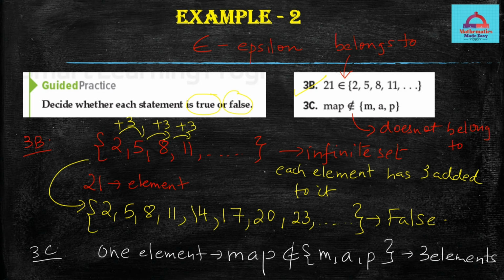It is not belonging, and definitely that is true. I'm sure you all can understand that this is a true statement. It is going to be true here, because on the right you have the set which has 3 elements, 3 distinct elements, whereas this MAP is together just one element. So both are different and not same. So that completes your example.